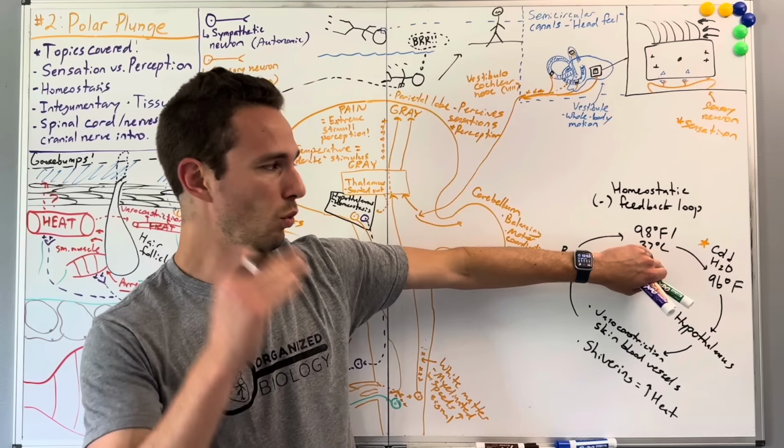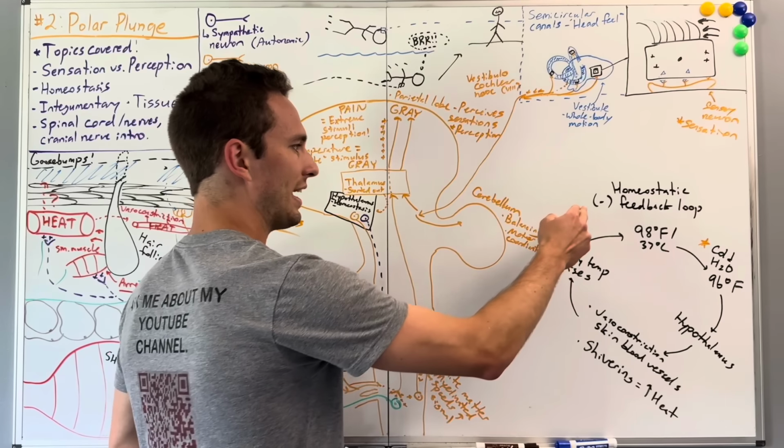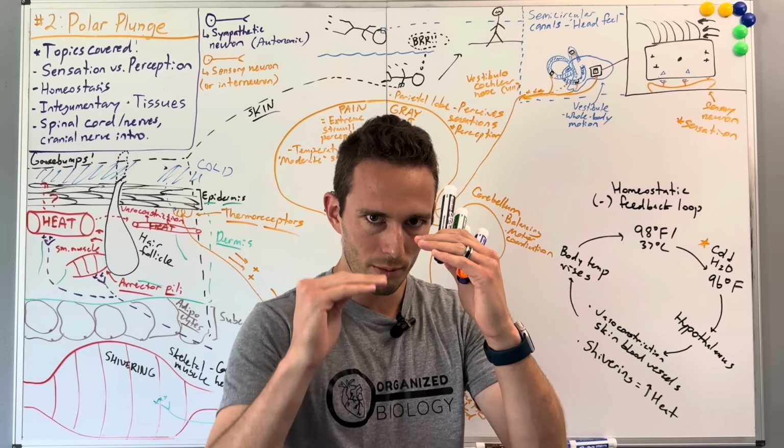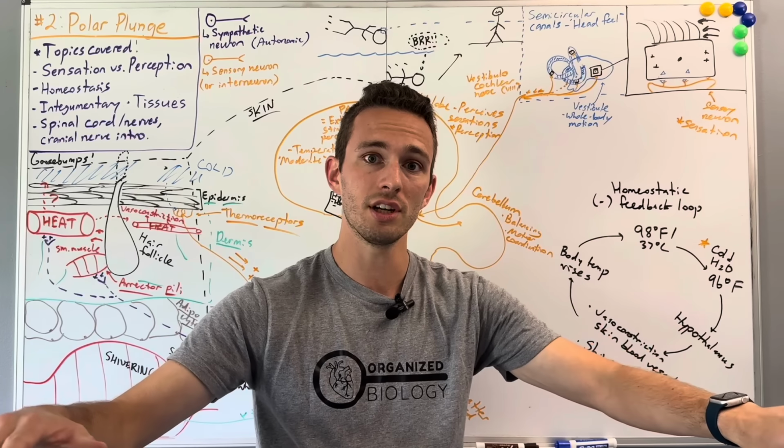Well, in that case, what we need to do then is do what's called a negative feedback loop, where we got too cold, we got warm again, and now we need to cut off the signal, right?